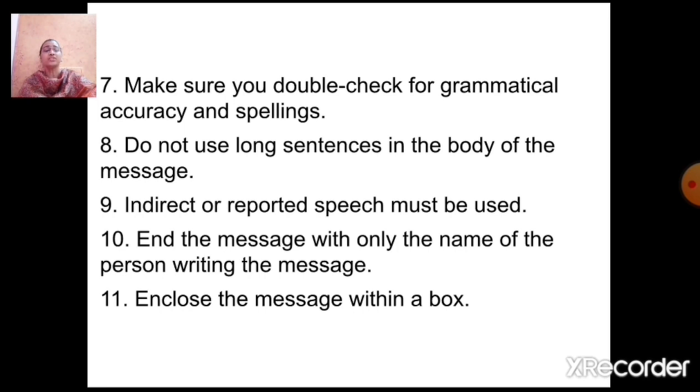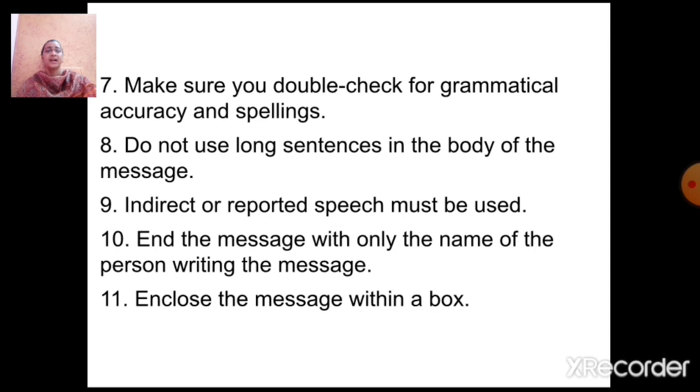Then, we must use indirect and reported speech while writing a message. Then, end the message with only the name of the person writing the message. Now students, here at the end we must write the name of the person who is writing the message, and in message writing no complimentary closure is required. Then enclose the message within a box. Now students, once the message writing is completed, then we must present the message in a box.